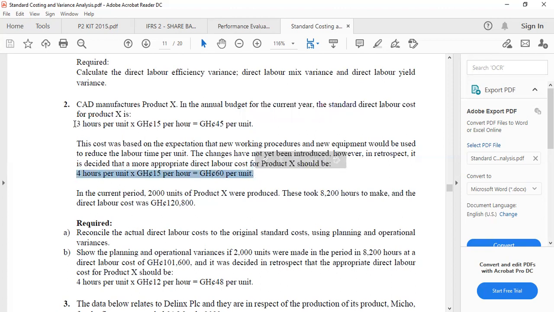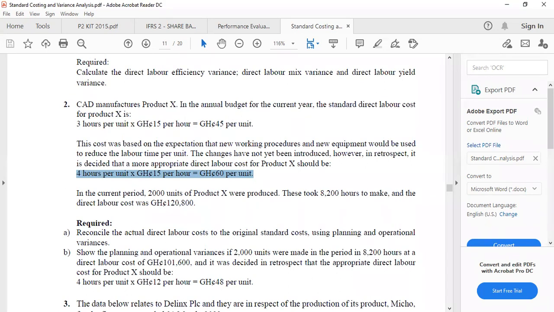So if you are calculating planning variances, the initial budget is taken as the standard, and the revised budget is taken as the actual performance for the planning stage. At the planning stage, you can see that there will not be any price variances because the price is still 15 cedis, isn't it?